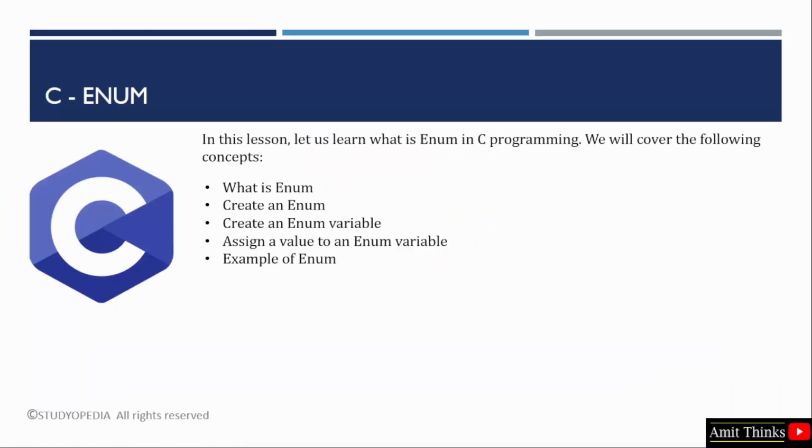Enum is a user-defined data type in C language. Enum is short for enumeration in C. We will first see what is enum, how to create an enum, how to create an enum variable. With that, we will also assign a value to an enum variable. We will also run an example. Let us start.